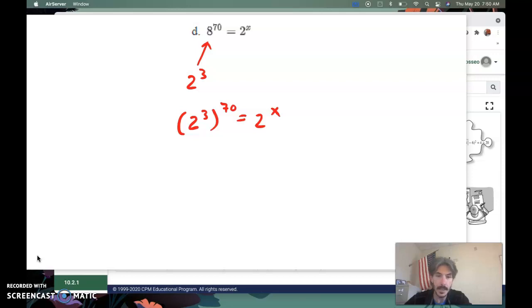Okay, now what impact does that have? Well, 2 to the third to the 70th is 2 to the 3 times 70th, and that's 2 to the x. And 3 times 70 is 210. And now I've got those bases matching. So therefore, drop those bases, and x is 210.